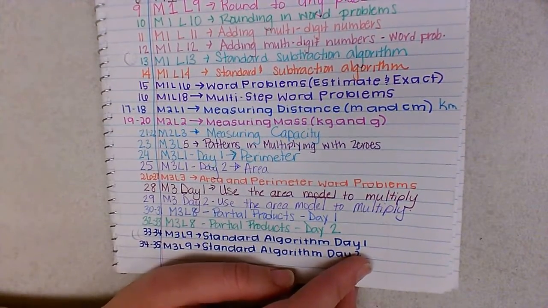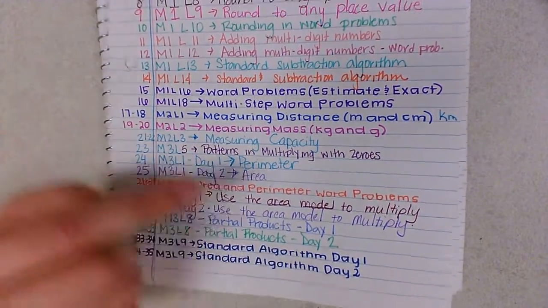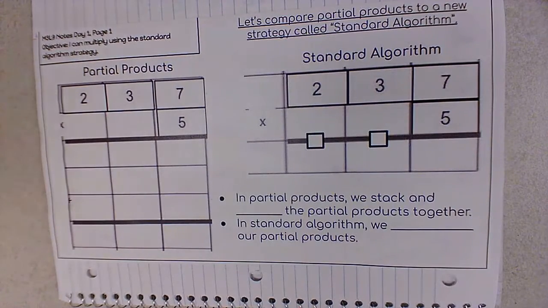So take a moment and fill out your title, M3L9, Standard Algorithm, Day 1. Pause the video if you need to. Our objective today is that you can multiply using the standard algorithm strategy.